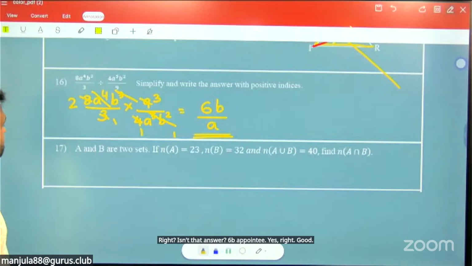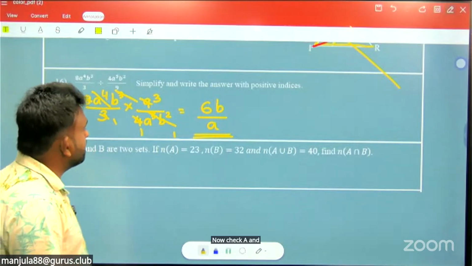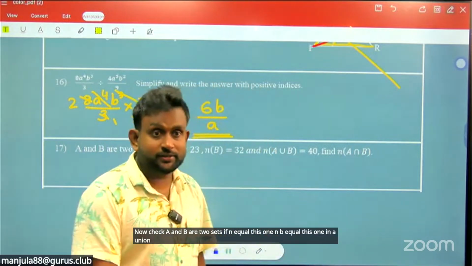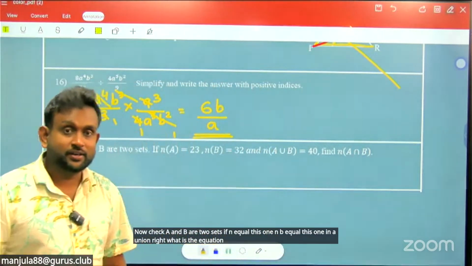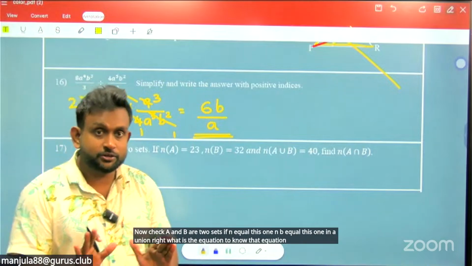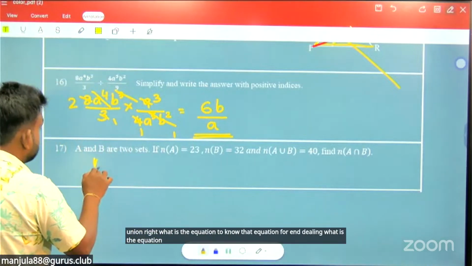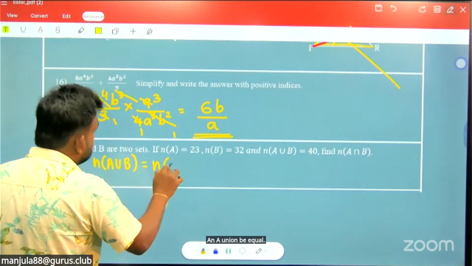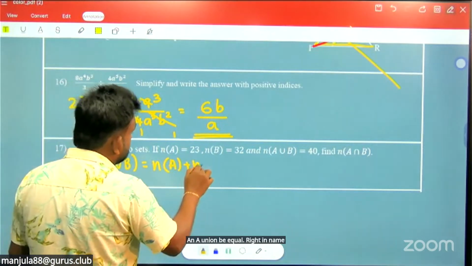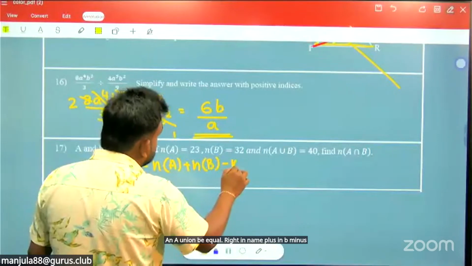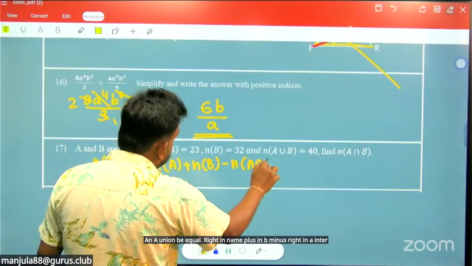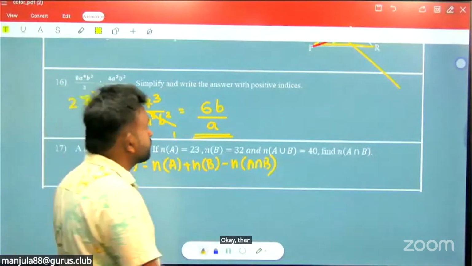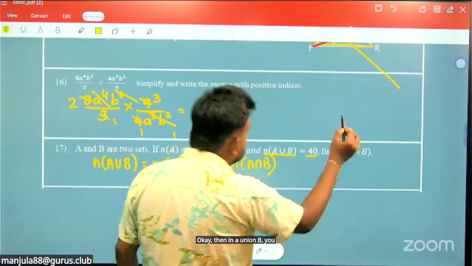Now check. A and B are two sets. If n(A) equals this one, n(B) equals this one, n(A union B), right? What is the equation? You know that equation for n. What is the equation? n(A union B). Forever remember, n(A union B) equals n(A) plus n(B) minus n(A intersection B).